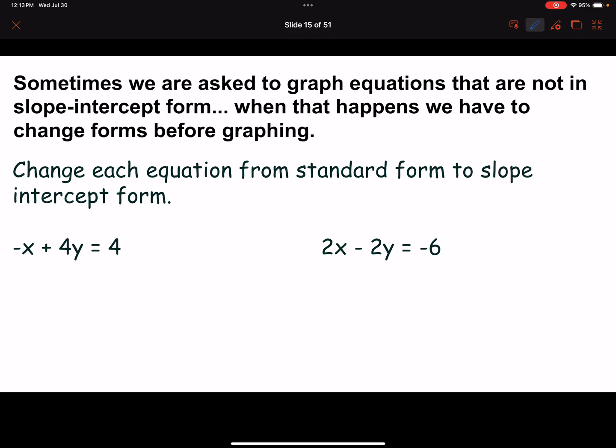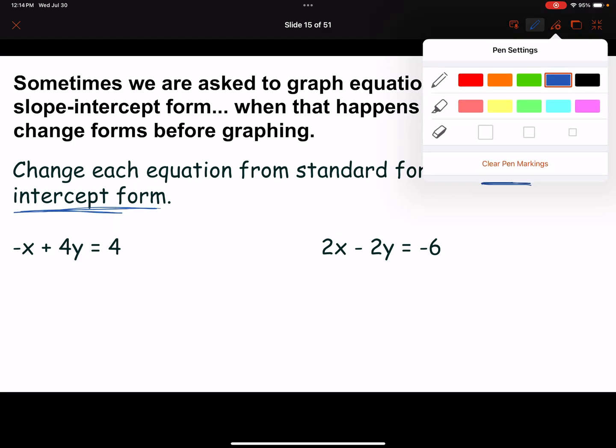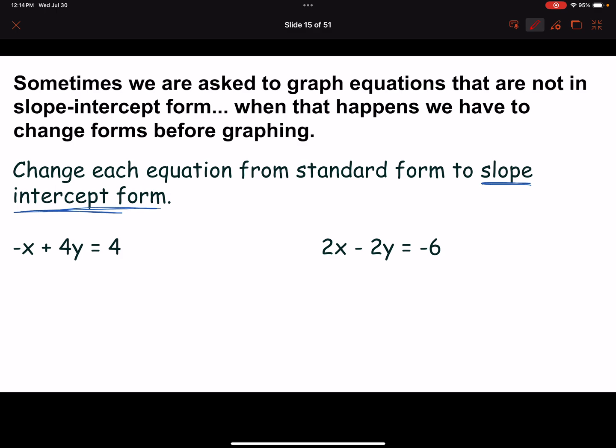Now, standard form is helpful for some things, but it's not helpful for graphing because it doesn't tell us the slope or the y-intercept, which we need to graph. So we need to change them to slope-intercept form, which we were practicing last week. We are pros at this. I believe in all of you. You've got this. So this is when we're trying to get back to y equals mx plus b so that we have all of our information in order to graph.